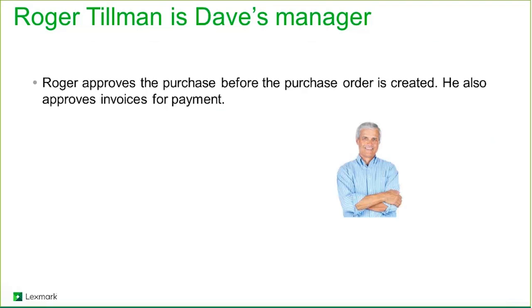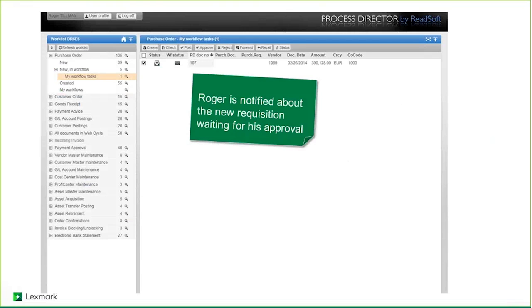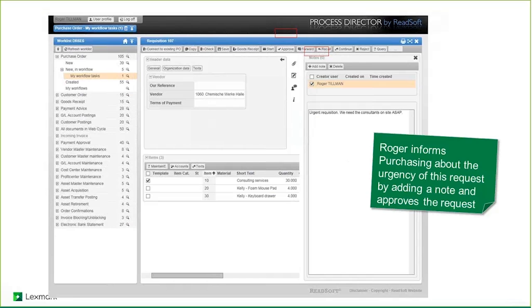In this case, Roger Tillman is Dave's manager, and Roger has to approve the purchase before the purchase order is created, and he's also going to approve the associated invoice. So from his end, he's going to get a notification about the new requisition waiting for his approval, and he'll see that in his work list. And then Roger will review that, and he will inform purchasing that he really wants to expedite this, so there is an urgency. So he's going to attach to the transaction a note and approve the request.